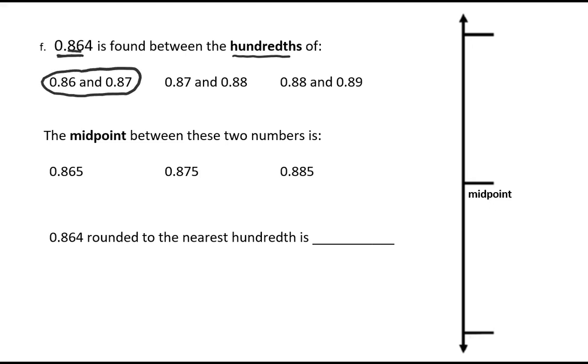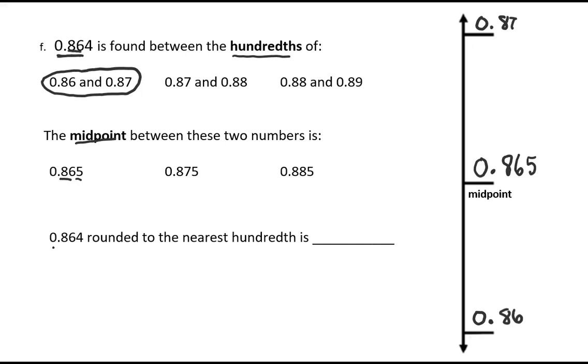We'll put those two numbers on the number line, the smaller number at the bottom and the larger number at the top. And again, we need to find the midpoint between those two numbers. So we're between 86 hundredths and 87 hundredths. And we know we're going to just look for that 5 in the next place value over, which would be the thousandths place. So we can see that this would be our midpoint. We have 86 hundredths and another 5 thousandths to show the midpoint. So we'll write that on the number line.